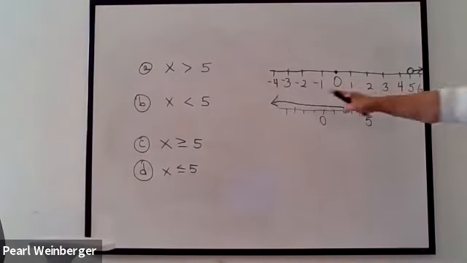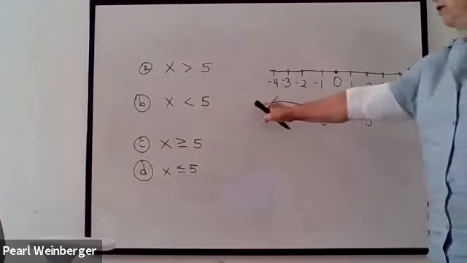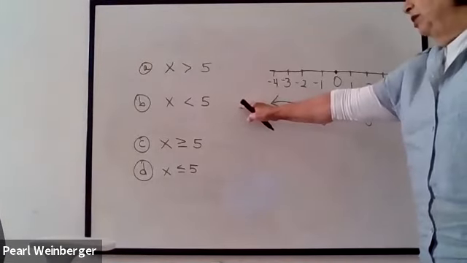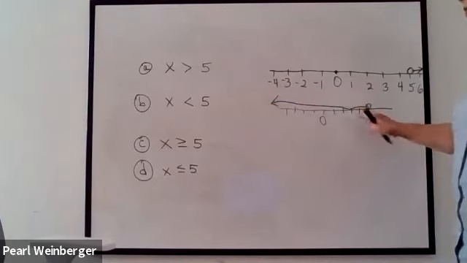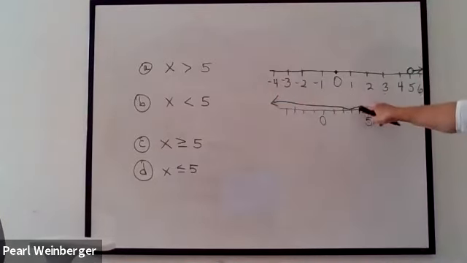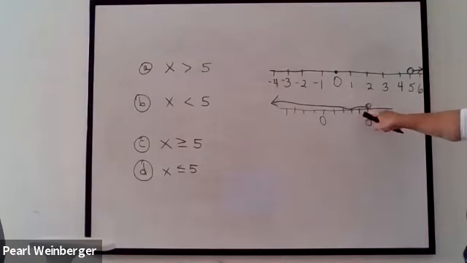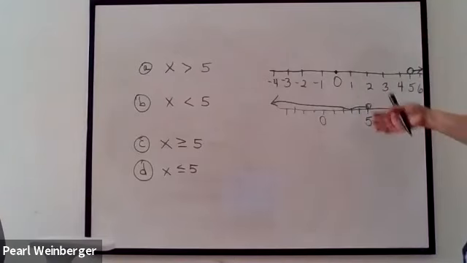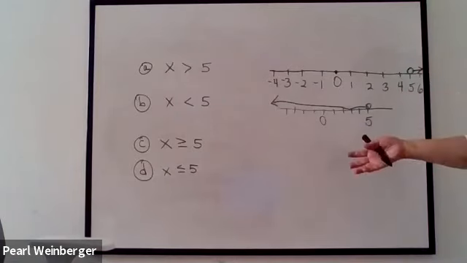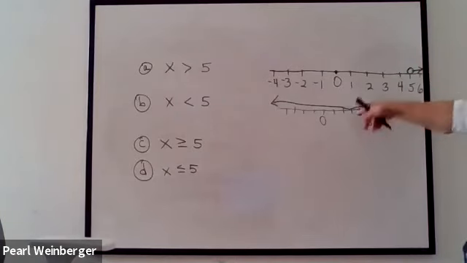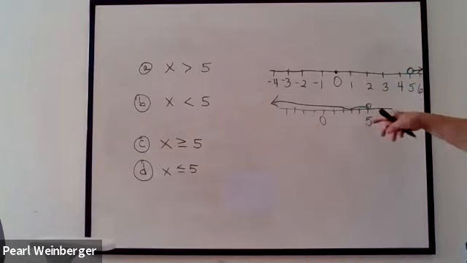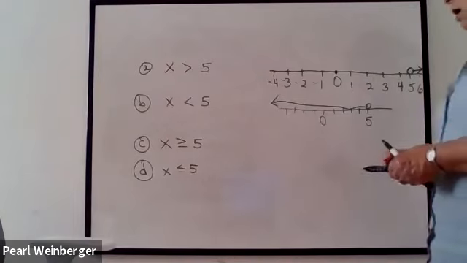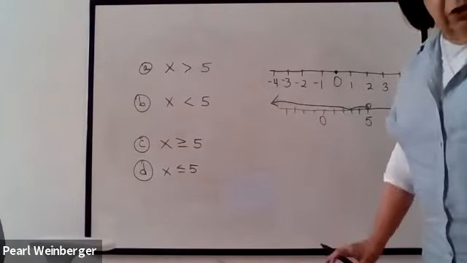Notice it's anything from what we call negative infinity, all the way up to 5, but not including 5. That's why I left this as an open circle, because to say X is less than 5 means the number has to be less than 5. It could be negative 100, it could be negative 2 billion, it could be 4, it could be 4.2, but it can't be 5 or anything bigger than 5. Any questions on this so far?